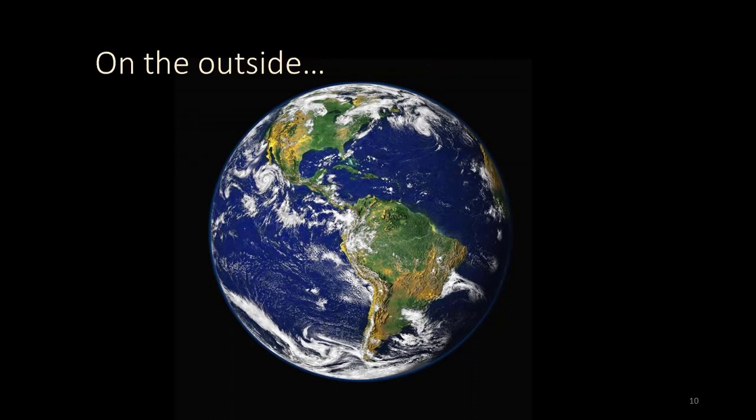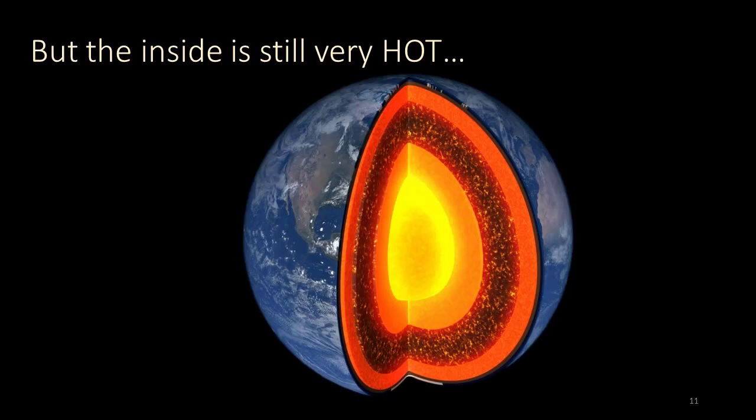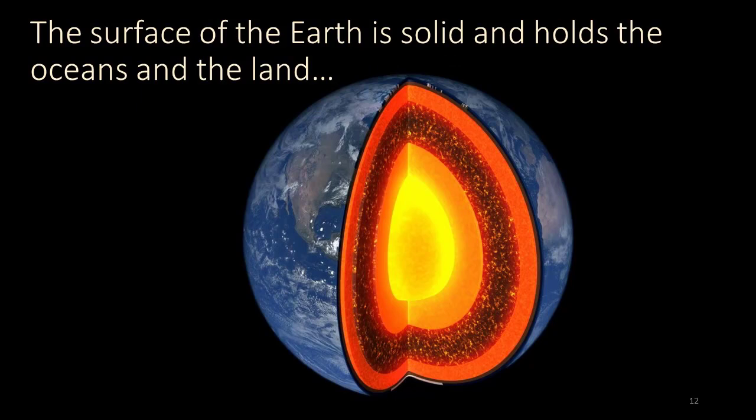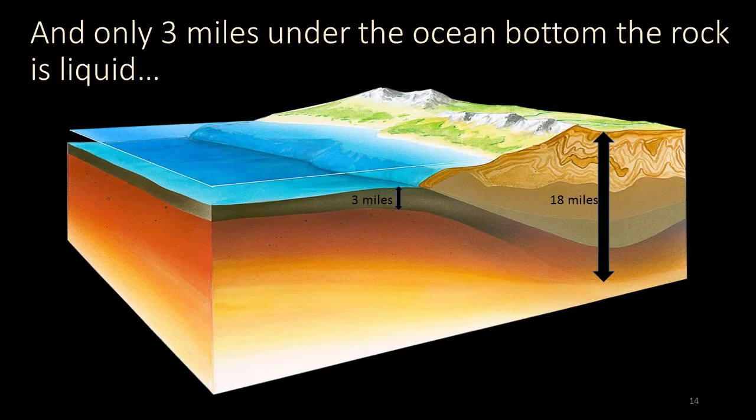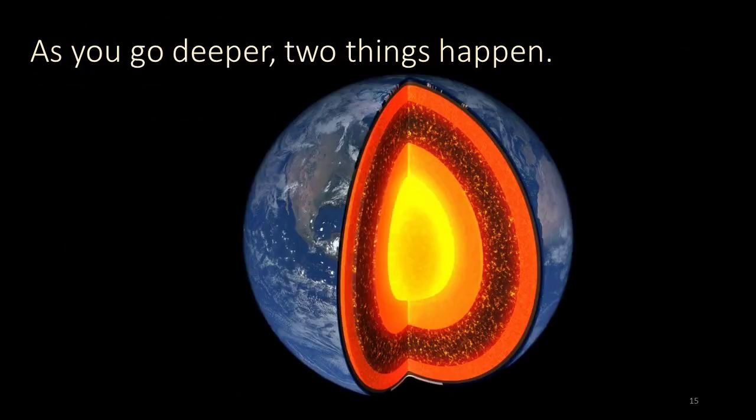but only on the outside. On the inside, it's still very hot. The surface of the Earth is solid and holds the oceans and the land, but just 18 miles underground, the rock turns to liquid, and only 3 miles under the ocean bottom, the rock is liquid.